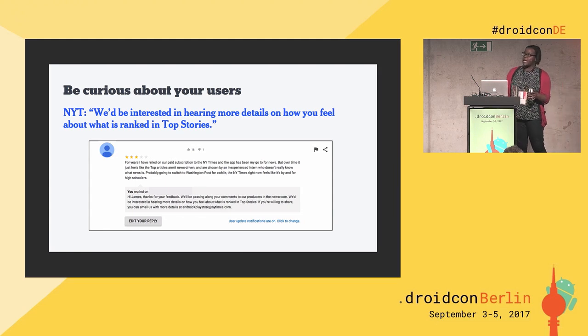So in this particular case, I know the screenshot might be a little hard to read, but this reader is complaining about how stories are ranked in the Android app.